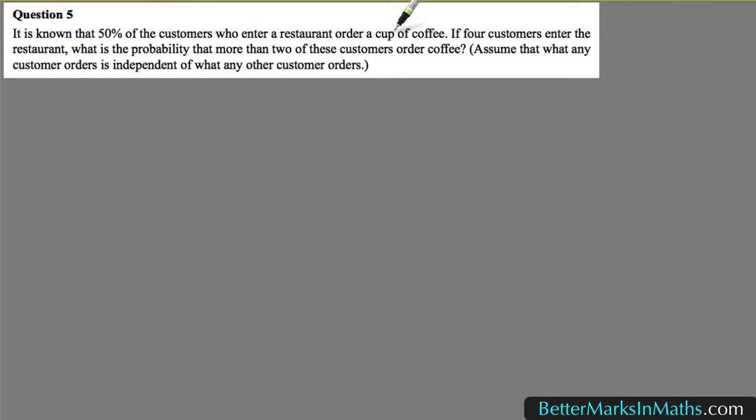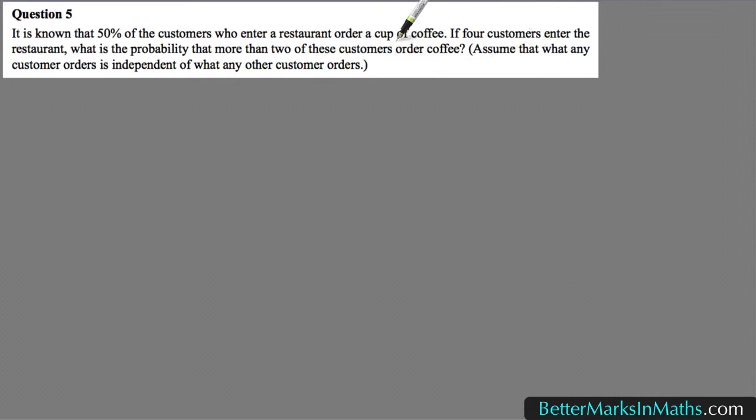success and failure. And the probability of success, the probability that someone who enters the restaurant orders a cup of coffee, is 50%. Because it is known that 50% of the customers who enter do order a cup of coffee, there's a 50-50 chance that anyone who enters the restaurant is going to order a cup of coffee. So the probability of success in this case, which is ordering a cup of coffee, is going to be 50%.